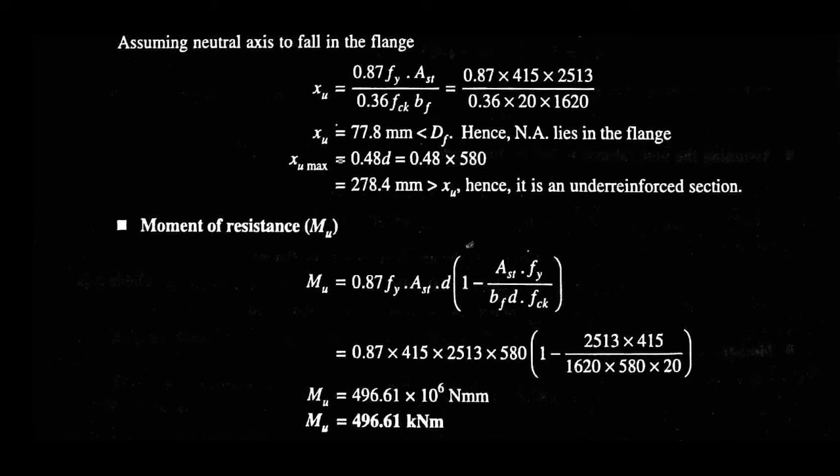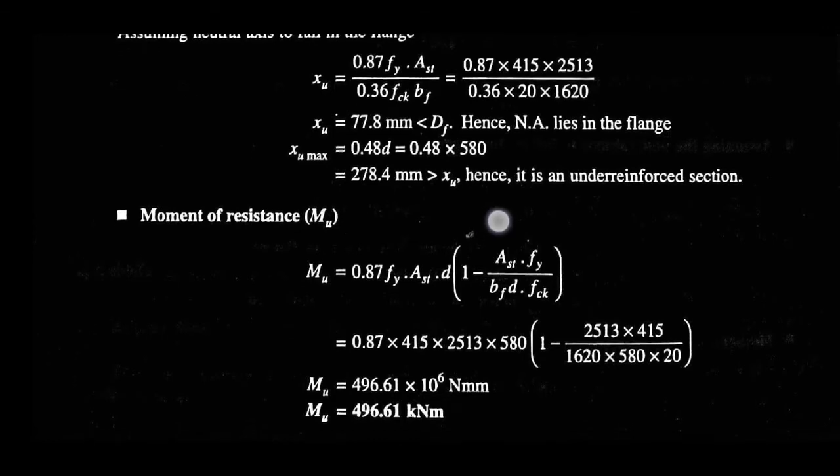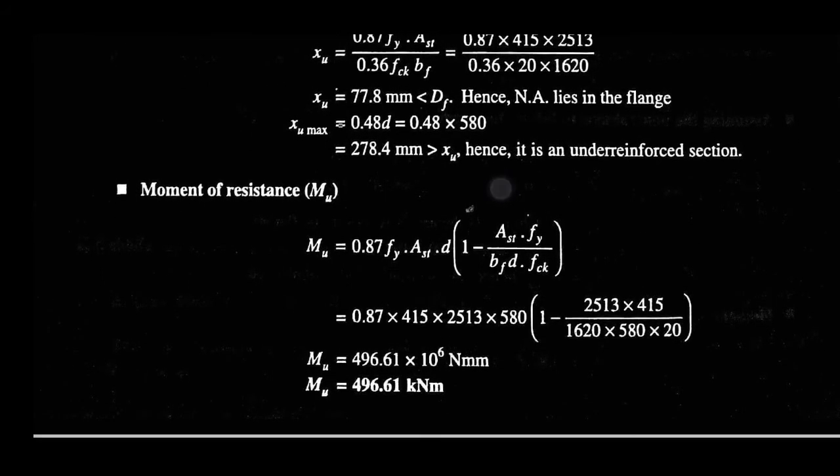So Mu is equals to 496.61 into 10 to the power 6 Newton mm. That means Mu is equals to 496.61 kilonewton meter. So this is the answer of our problem. In this case, neutral axis lies in flange. So let's solve the next problem.